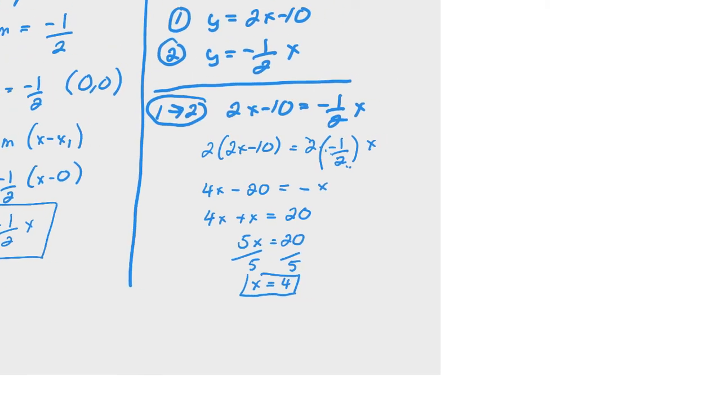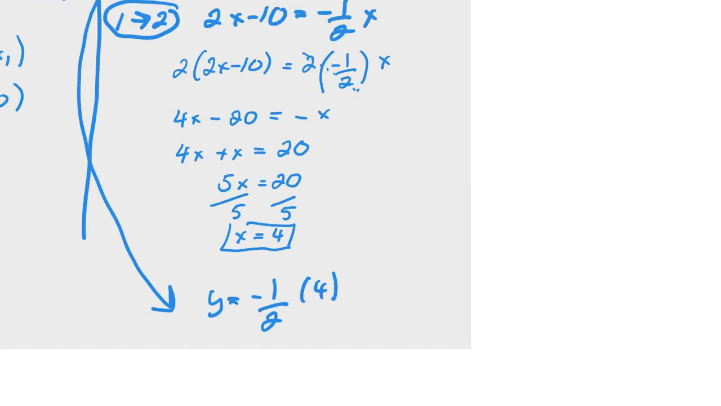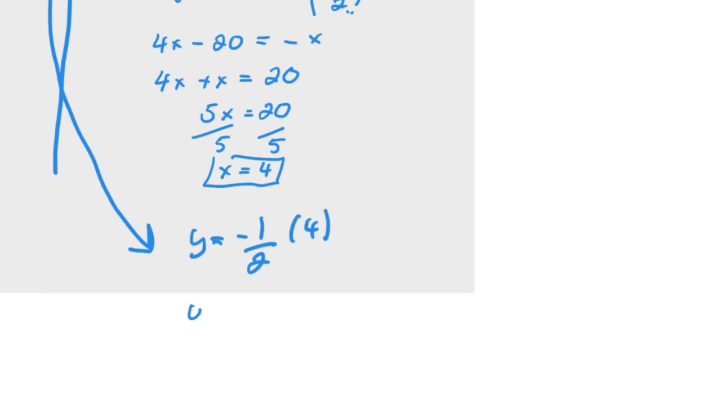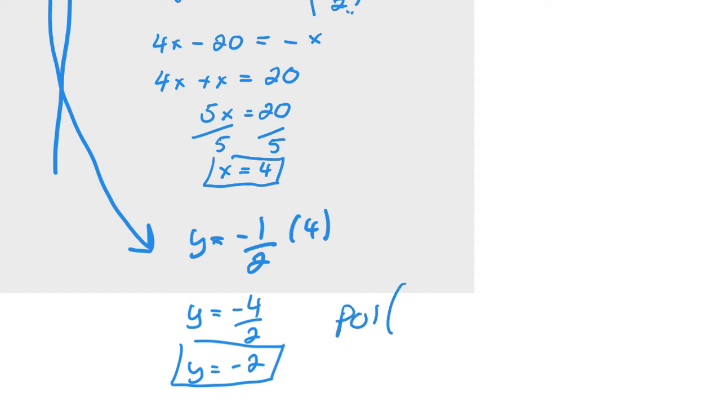I can use any equation I want to find my y value. I think I'll use equation number 2. So y equals -1/2 of 4. So y equals -4 over 2. Y equals -2. So my POI is (4, -2).